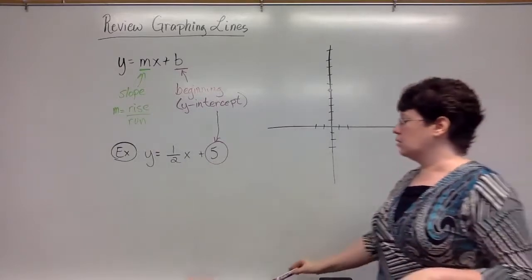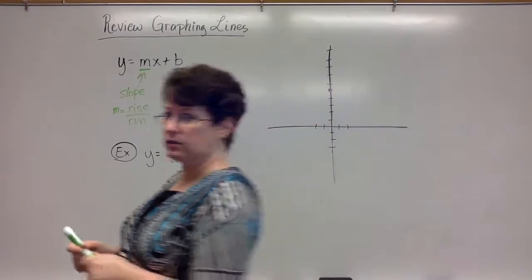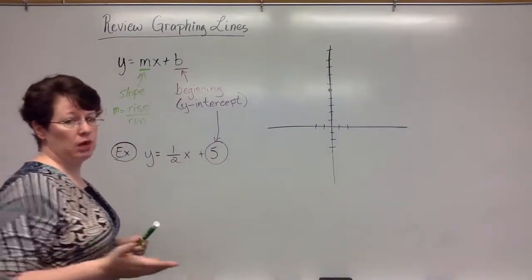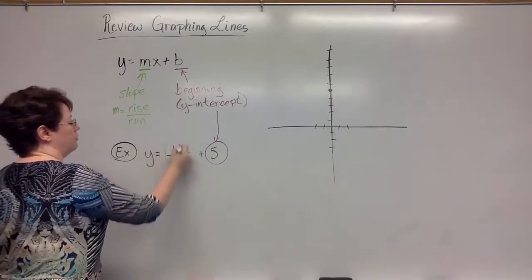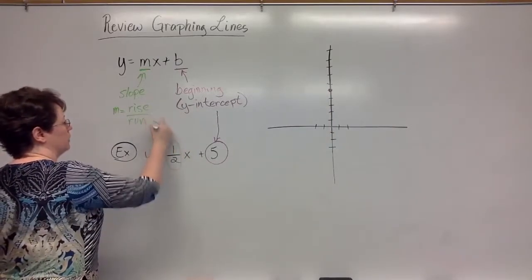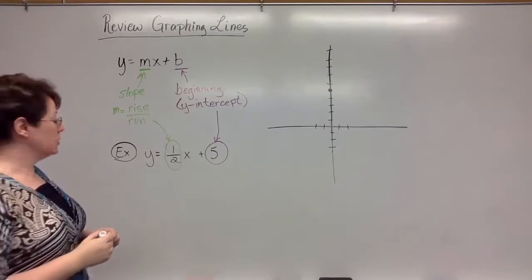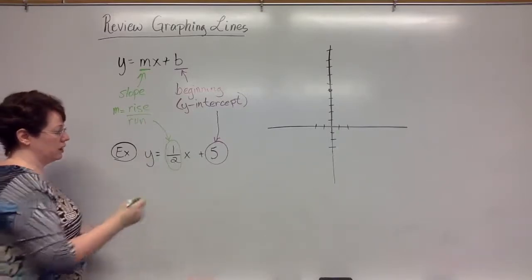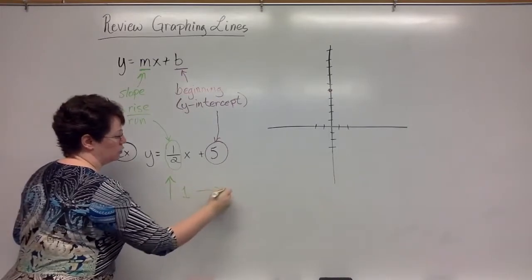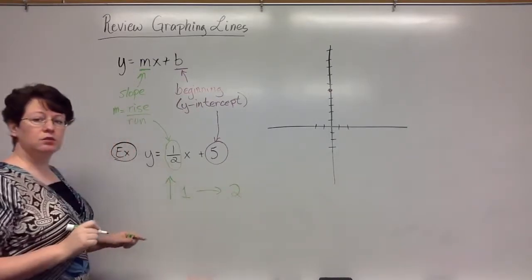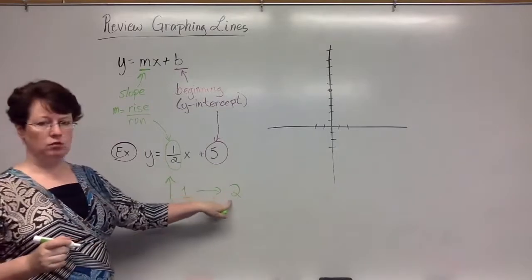Okay, now I need my slope. The slope is always attached to the x. It may be a fraction, it may be a whole number, but it's always the number in front of the x. So the 1/2 is the number in front of the x. So that is my slope, right? So remember, it's rise over run. That means I'm going to go up 1 and to the right 2. If it was negative, I'd go down 1 and to the right 2.